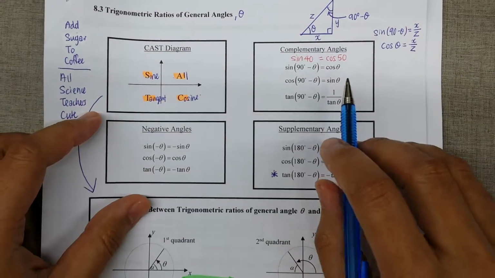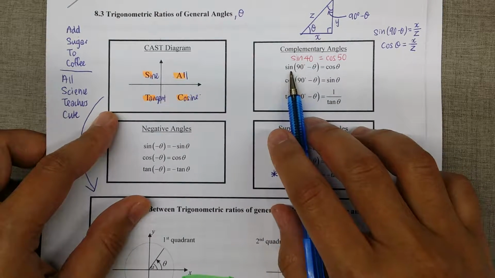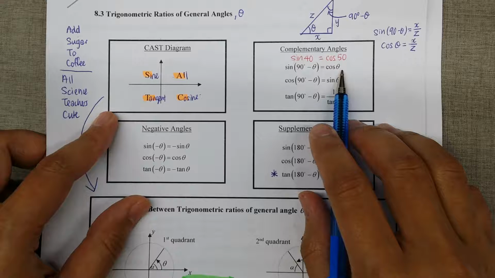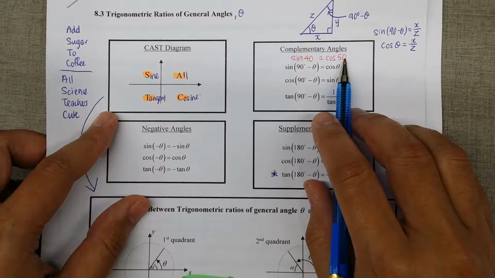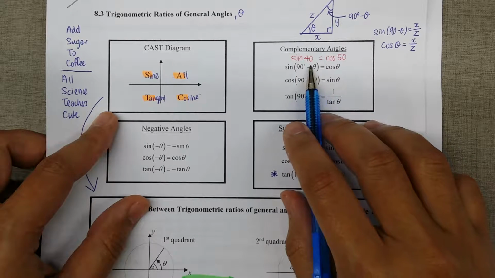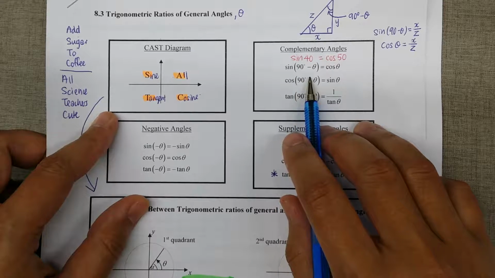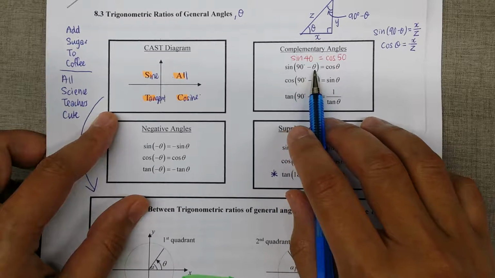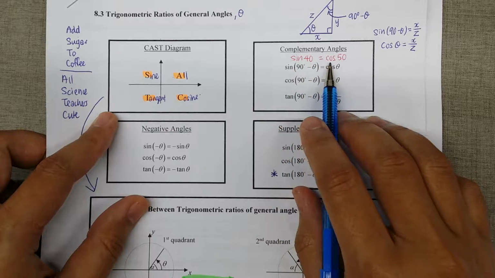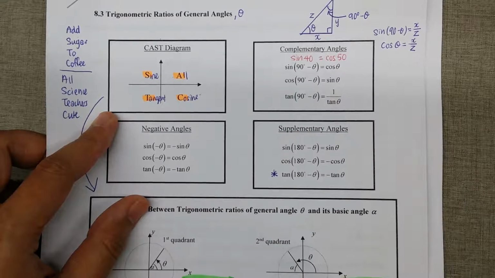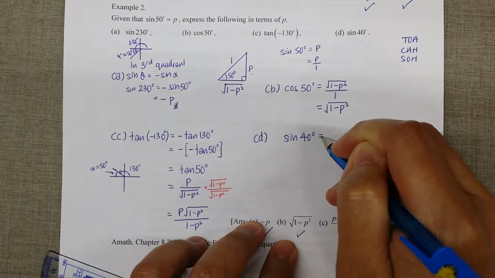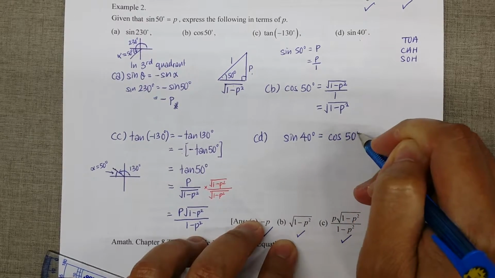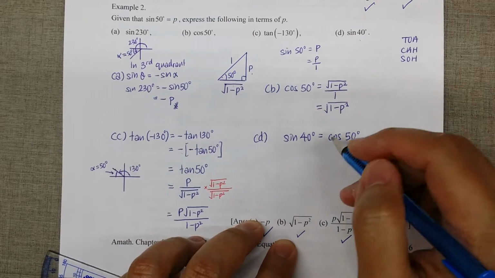Take a look. Okay, I wrote down some notes here. Sine 90 minus theta equals to cosine theta, right? So if I take theta as 50, 90 minus 50 will give me 40. Okay, I repeat, if theta is 50, 90 minus 50 will give me 40. So sine 40 is equals to cosine 50. Am I right to say that? Okay, sine 40 equals to cosine 50. Let's write down. Sine 40 degree equals to cosine 50 based on complementary angles.